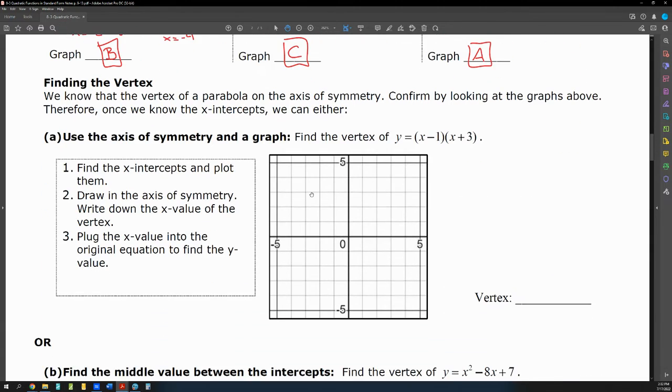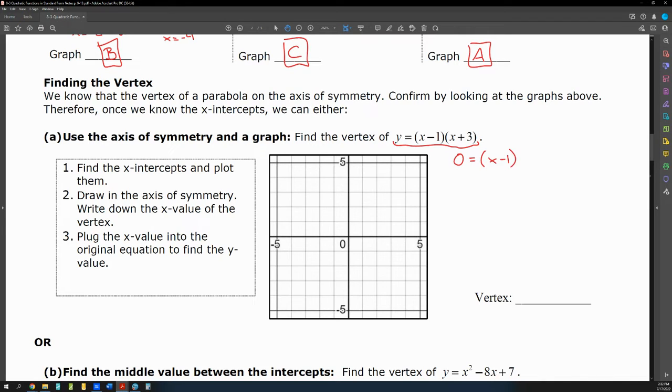Well, we can also find it algebraically. One way that we're going to do this is by using the axis of symmetry. We're going to find the x-intercepts and plot them, and then we're going to draw in the axis of symmetry. We're going to use that x value to plug into the original equation to find the y value of the vertex. So let's go ahead and start with finding the x-intercepts. So using this equation, y equals the quantity x minus 1 times the quantity x plus 3, we're going to set y equal to 0.